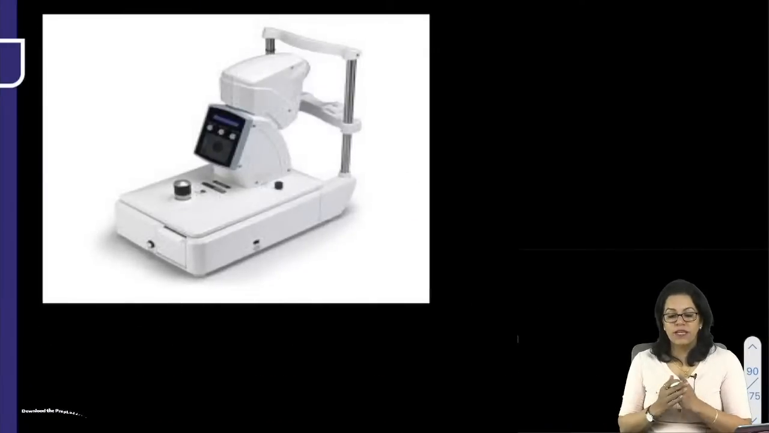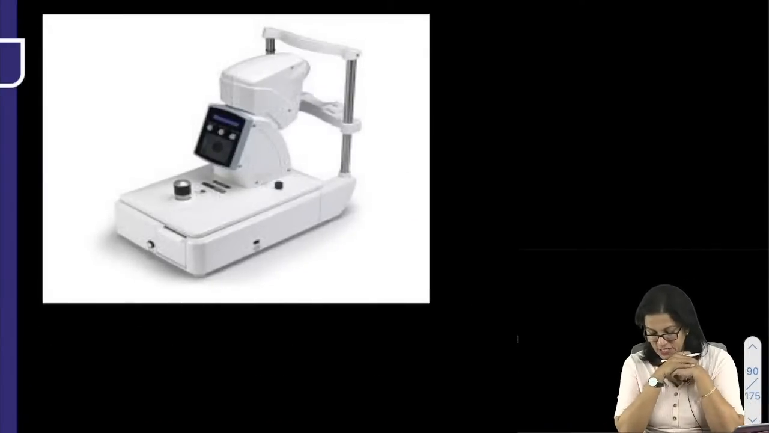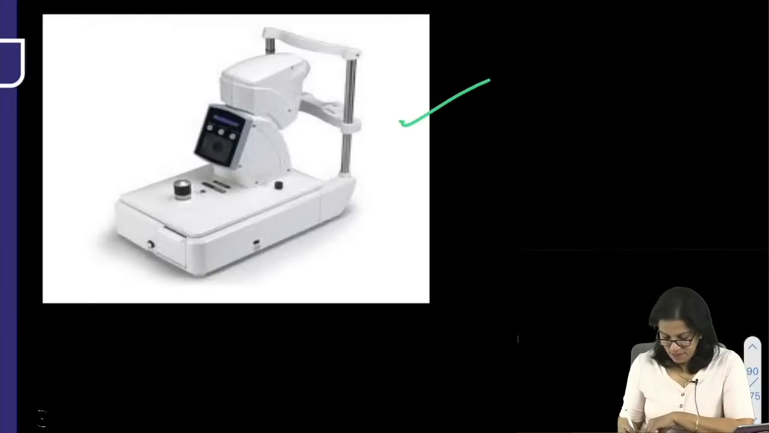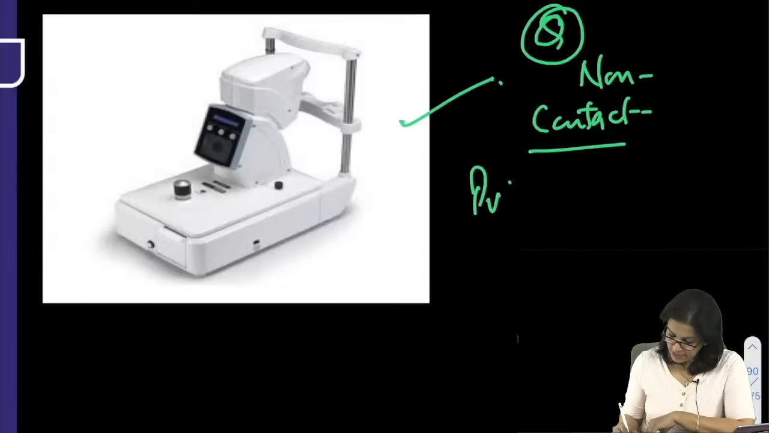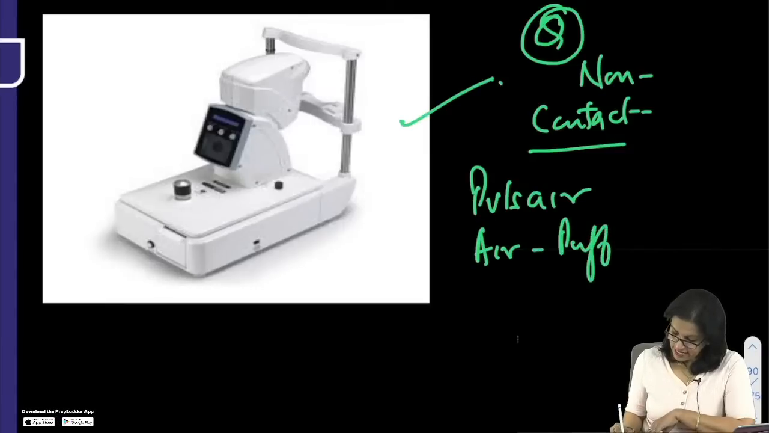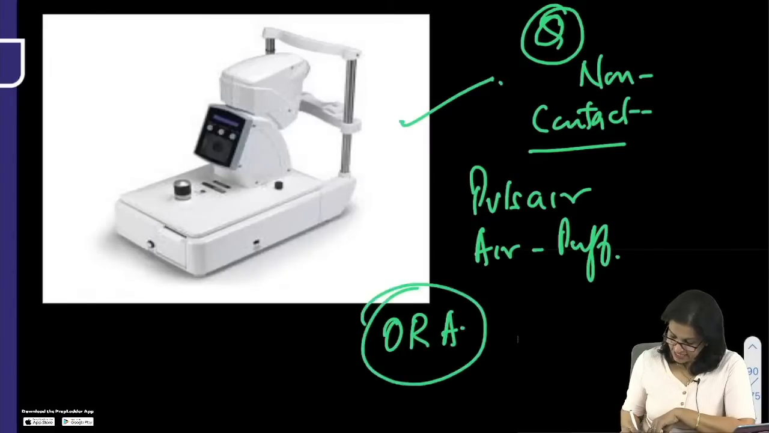Okay, so we can come to the next one. This is your pulsair tonometer. Again, what are the non-contact tonometers? They can ask you, what are the non-contact tonometers? So non-contact tonometers, one is pulsair, second is your air puff, and the latest one is ORA, ocular response analyzer.